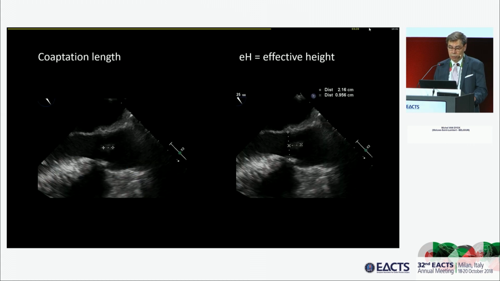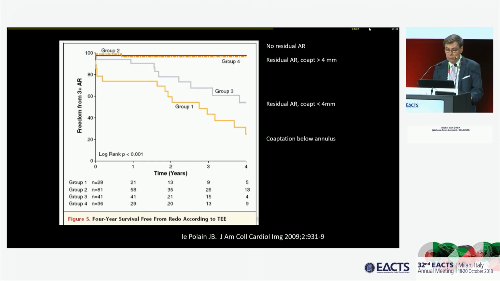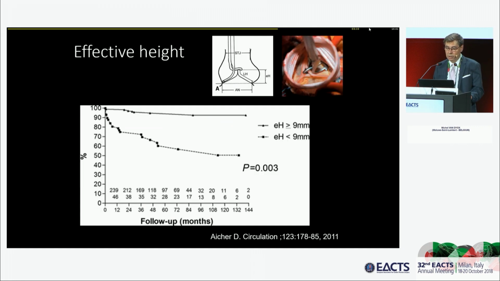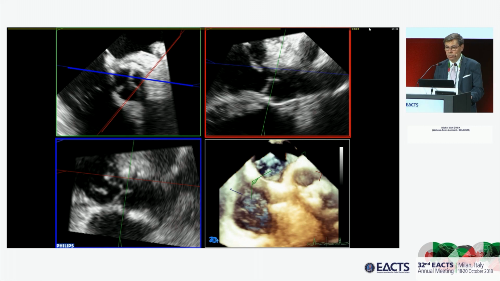Post-repair, we also have to measure coaptation length and effective height. We do it traditionally with 2D echo. And these two parameters have been shown to be the two most important parameters. Here is a study of our group about the coaptation length, and here the Schäfers group about the importance of achieving a good effective height, more than 9 millimeters, in order to have a long-lasting result. So these measurements should also be performed with MPR, like we see here.